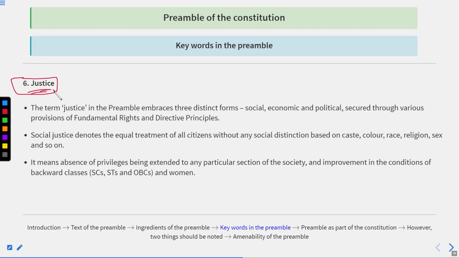Thereafter, the word justice. The term justice in the Preamble embraces three distinct forms: social, economic, and political, secured through various provisions of the Fundamental Rights and Directive Principles. Social justice denotes the equal treatment of all citizens without any social distinction based on caste, color, race, religion, sex, and so on. It means absence of privileges being extended to any particular section of society and improvement in the conditions of backward classes like STs, SCs, OBCs, and women.